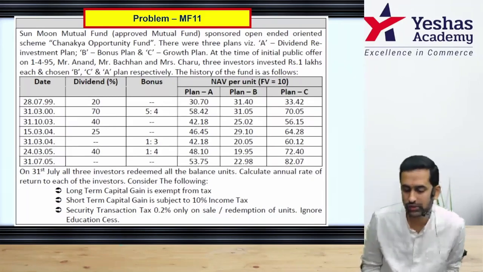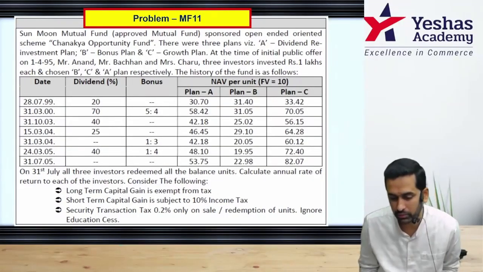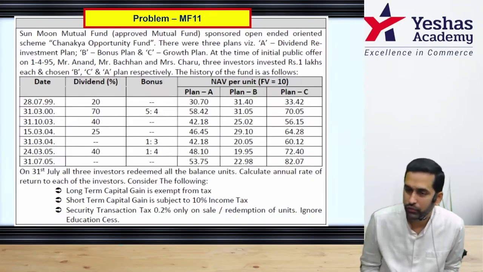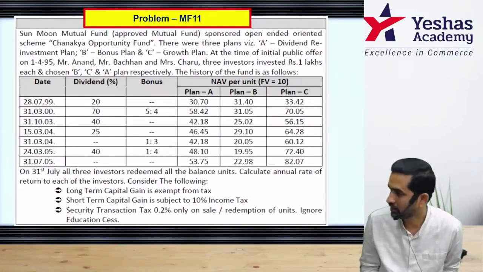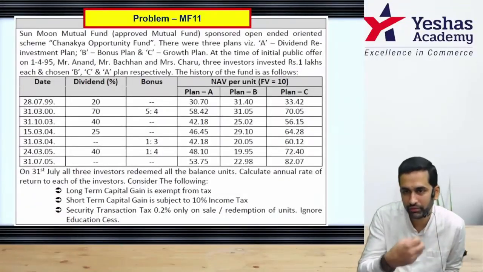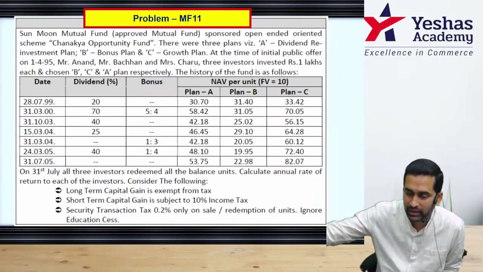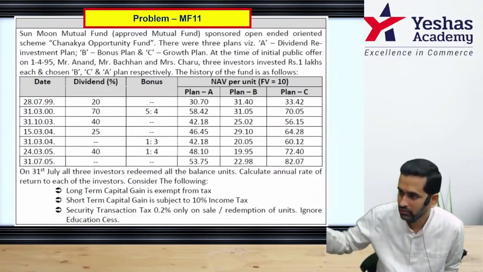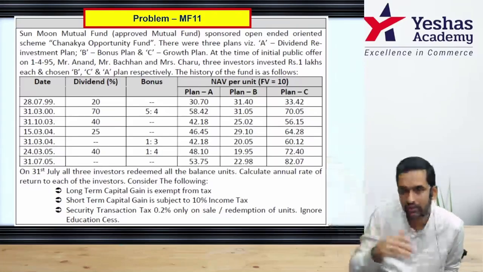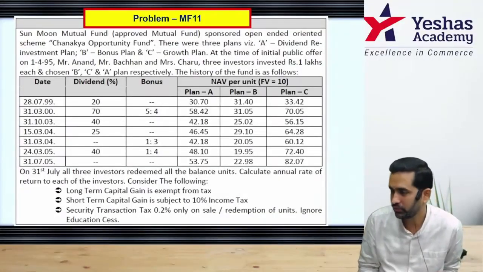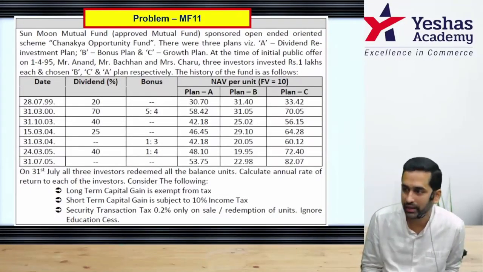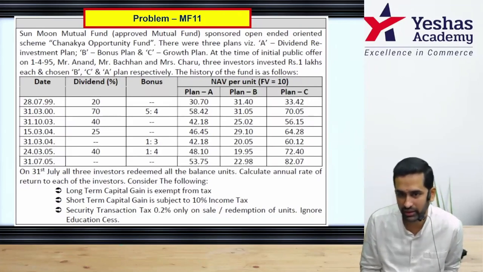Now, in the question, there were three plans: dividend reinvestment, bonus, and growth. For growth plan, there is no story given in the table because in growth plan, there is no activity. Correct? People will give you money and mutual fund will invest. And that's all. The NAV keeps going up, and there is no question of getting bonus or reinvesting dividend. No need to even calculate amount of dividend attributable.